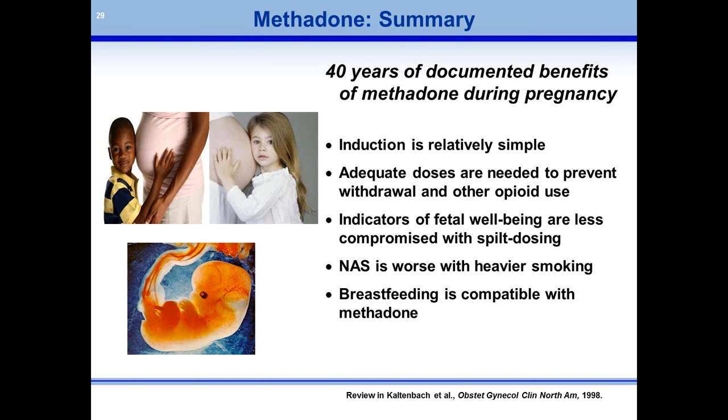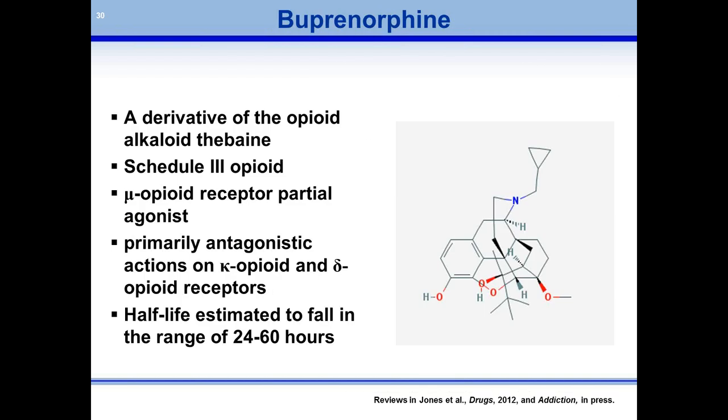So just to summarize the methadone part, we have well over 40 years of documented benefits of methadone. The induction is relatively simple. We can achieve adequate doses, and we need to give women adequate doses so that they don't have withdrawal. Certainly, we can minimize the fetal suppression if we are splitting doses, and we know that neonatal abstinence syndrome can be more severe if we have heavier smoking women, and that breastfeeding is compatible with methadone.